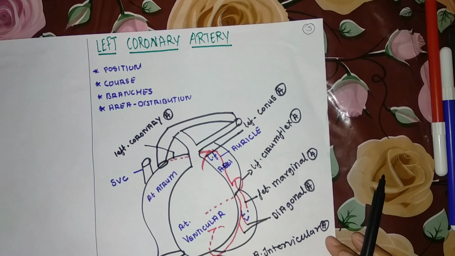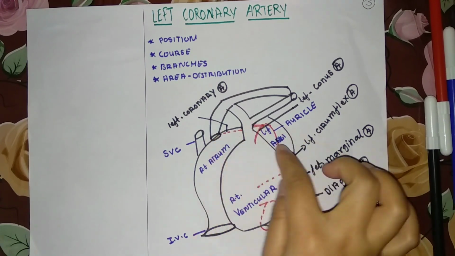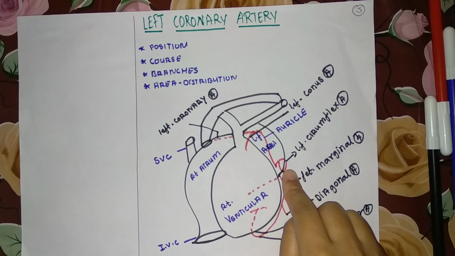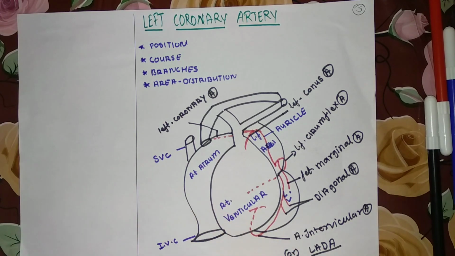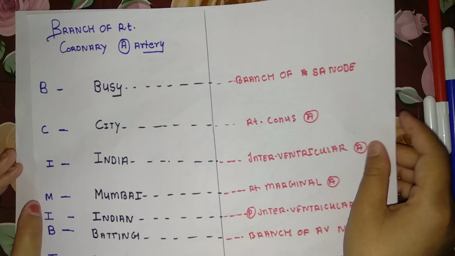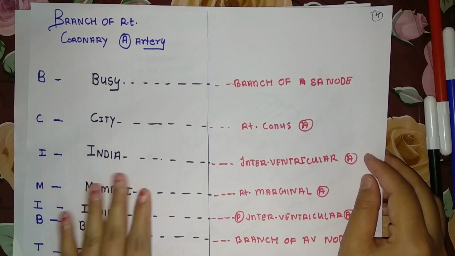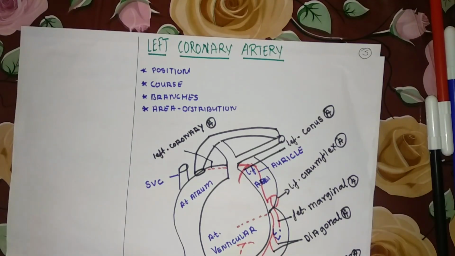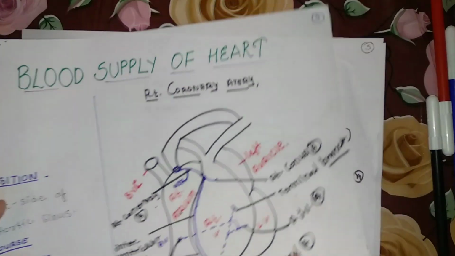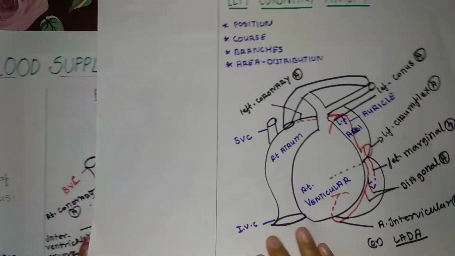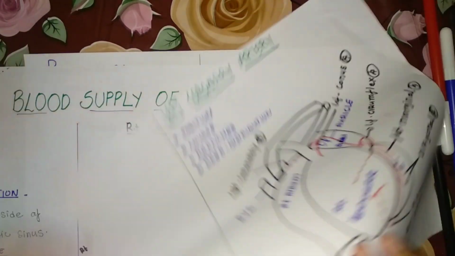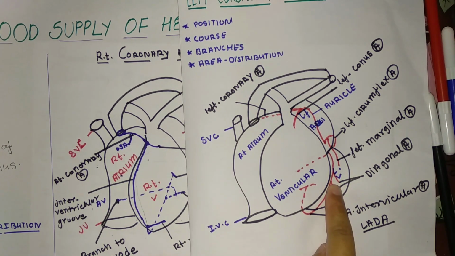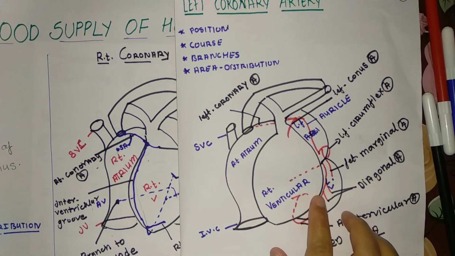One more point: the left coronary artery is larger than the right coronary artery. In the previous video I gave this mnemonic. If you know it, you will know the left coronary artery too. See, left coronary artery plus right coronary artery, now compare here. It's very easy. This is the right coronary artery in blue, and the left one is red.